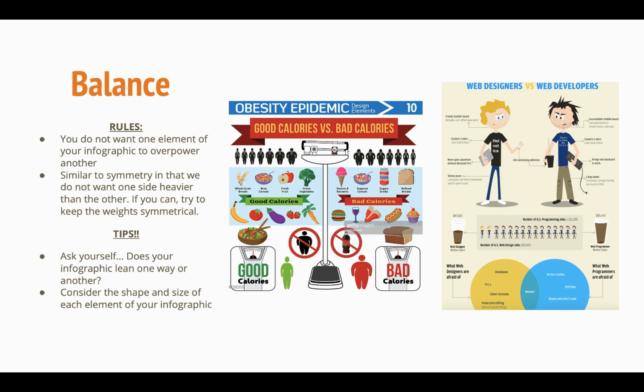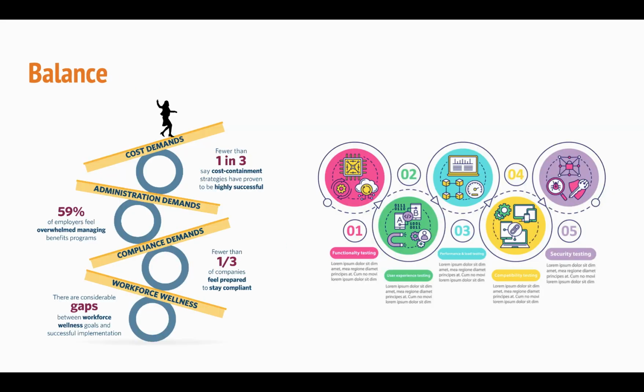You can manipulate the shape and size of each element. You can increase the size or decrease the size to take up space or to gain more of that white space, depending on what you need to do to make sure that you are balanced. Let's look at 2 more examples of what that looks like. Again, we can kind of mentally split the infographic in half and say, does one side overpower the other? No, which means that these are balanced.